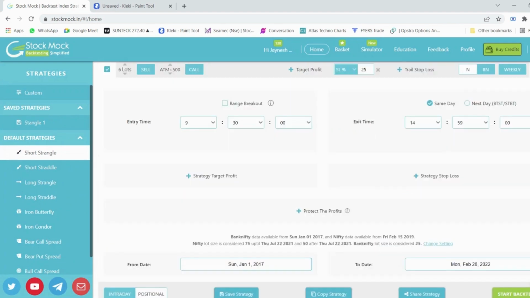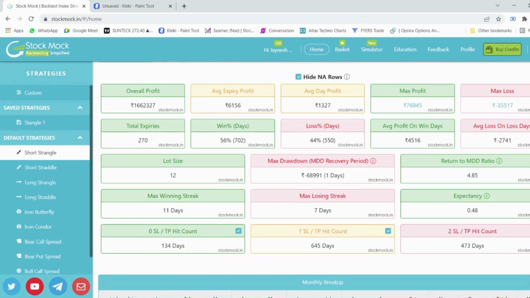Right, now that we have started the backtest, we see what is the overall profit, what is the overall loss, and everything. So as you know, what we had mentioned is almost the same thing, only we are multiplying the number of lots, right? So average expiry profit is 6,000 rupees, and the expectancy is 0.48. So expectancy is okayish, not that great, because expectancy should be at around 0.6, but yeah, this could be managed. And max drawdown recovery period is absolutely great, and this is not an issue here.